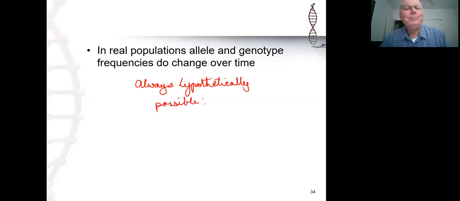But in the real world, absolutely not, because we know that mutations always occur and there's no way of stopping that. So right there, that assumption is automatically broken, which means populations always have the possibility to evolve.